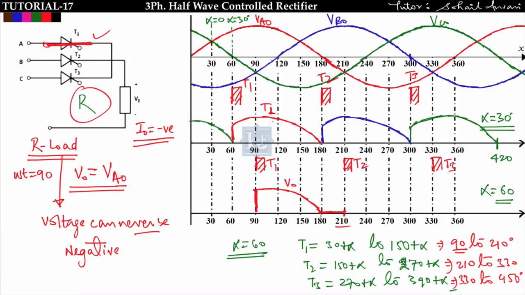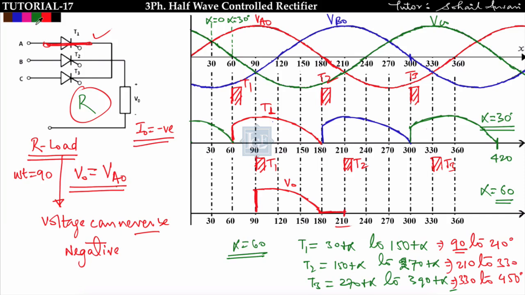So output voltage will be 0 from omega t is equal to 180 degree to 210. Are you getting me? So for R load, it is not possible that output voltage will be negative. So it will follow the supply voltage VA0 till 180 degree only. After 180 degree, it will become 0 till the next thyristor is not triggered.